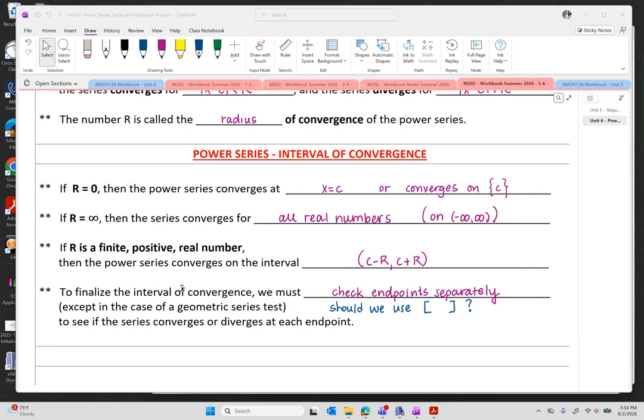If the radius is equal to 0, then the power series will only converge for x equal to c, or on the set of values that are just c. If r is infinity, then it converges for all real numbers. If r is a finite positive real number, then the power series will converge on the open interval from c minus r to c plus r. And we also want to check the endpoints separately to see if we need to have a closed interval in either of the endpoints or in just one of them.